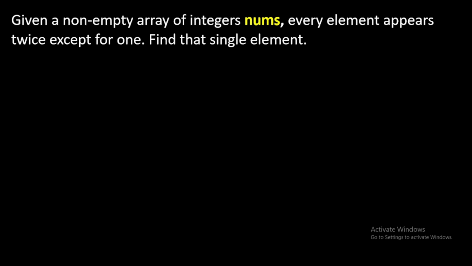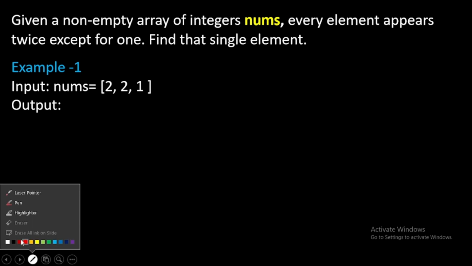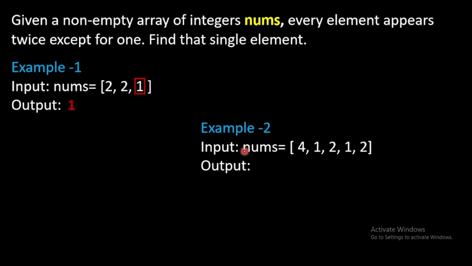Let's see some examples. In example 1, our nums array contains three elements: 2, 2, 1. If you notice, you can easily say that 1 doesn't have any pair, so our desired output will be 1. In our second example, you can see nums contains 5 elements and they are 4, 1, 2, 1 and 2. You can easily see that 4 doesn't have any pair, so our output will be 4.